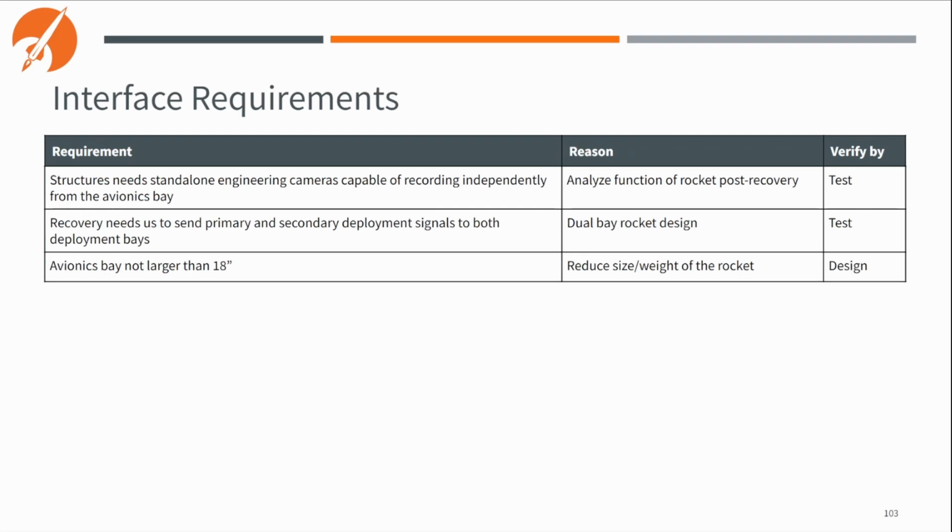The other sub-teams from our IREC have their own requirements of us. Structures is requiring that we have standalone engineering camera systems in both the deployment bays. They are also requiring that our avionics bay is less than 18 inches in total length, and recovery is requesting that we send deployment signals to both ends of the avionics bay, since we are using a dual deployment system this year.